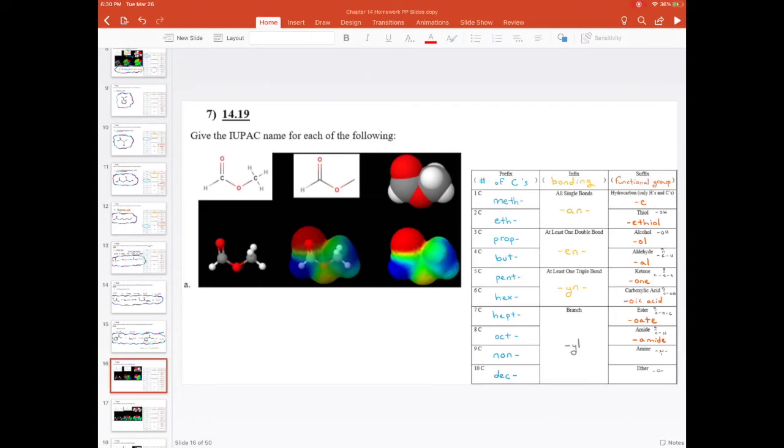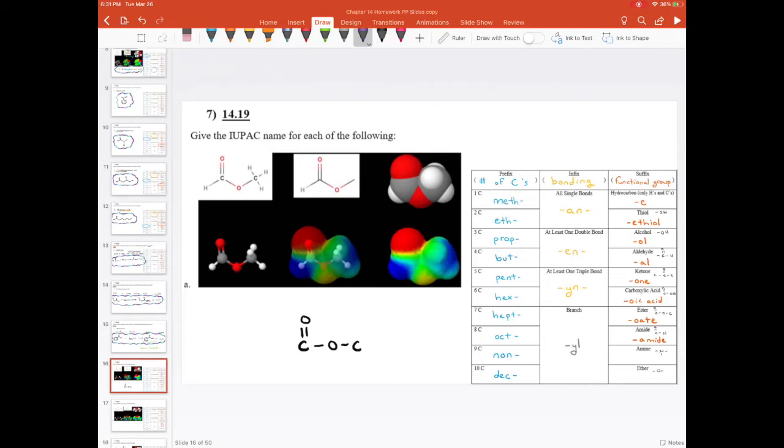Exercise 7 in Chapter 14 is asking you to give the IUPAC name for some esters. Remember, an ester is when you have a carbon double bonded to an oxygen, single bonded to an oxygen, which is single bonded to another carbon. That, altogether, is an ester. Notice that we're going to have two carbon chains here.